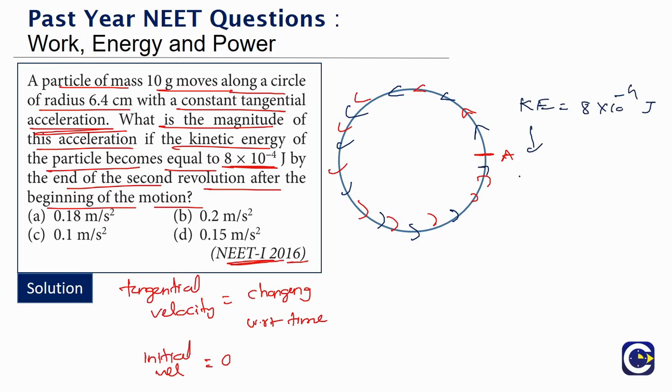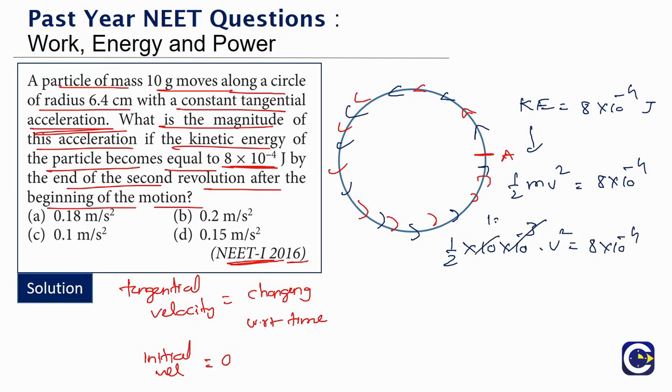So what is the kinetic energy formula? Half mv square, that is 8 into 10 power minus 4. Mass is 10 grams, means we should take it in the SI system as 10 power minus 2 kilograms. So V square is equal to 2 into 8 into 10 power minus 4, with 10 power minus 2 in the denominator. So this is 16 into 10 power minus 2, that is our V square.